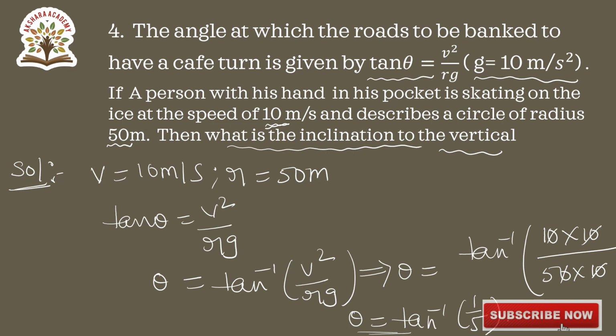What is the inclination to the vertical? Nothing but the angle of inclination theta is equal to tan inverse of 1 by 5. Tan inverse of 1 by 5 is the angle of inclination. Okay, next we will go to the next question.